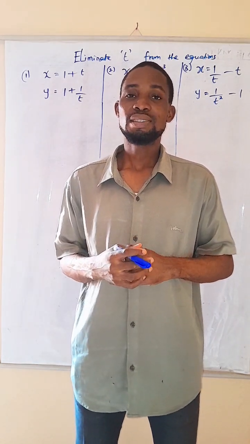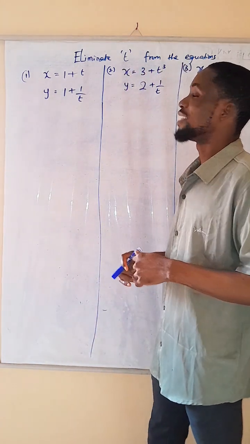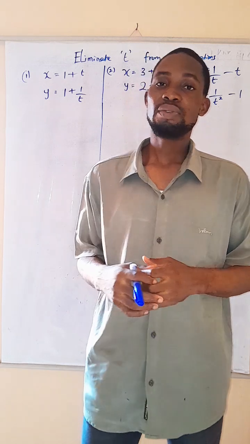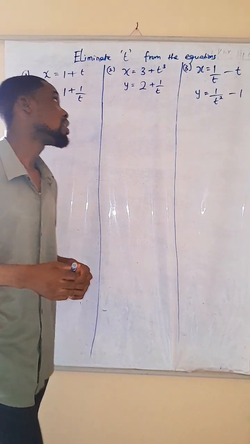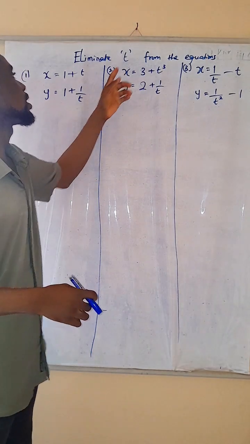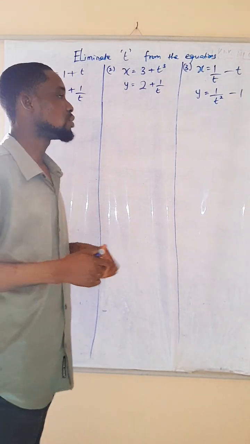In today's video we're looking at a new series, elimination. Now, we'll be looking at some few questions in this series. The very first three questions that we have are these. So I have to eliminate t from these three questions. How do we go about it?